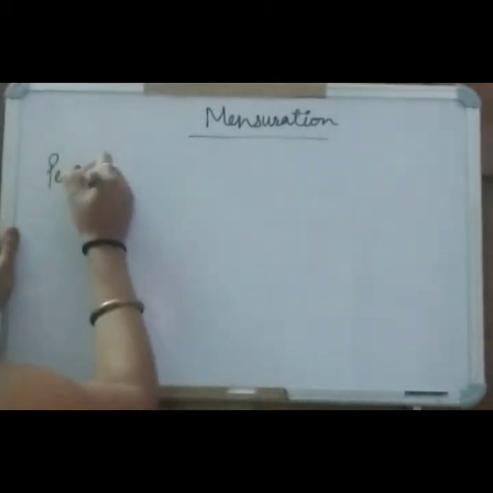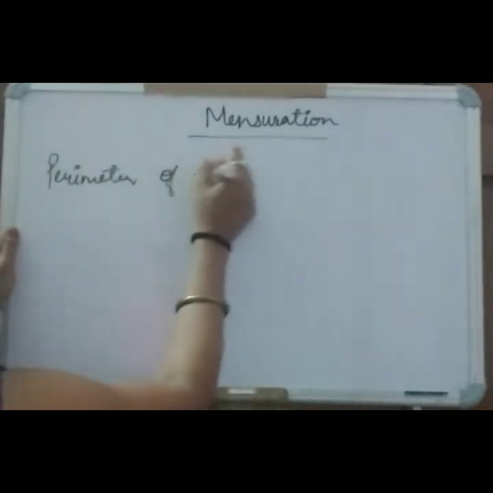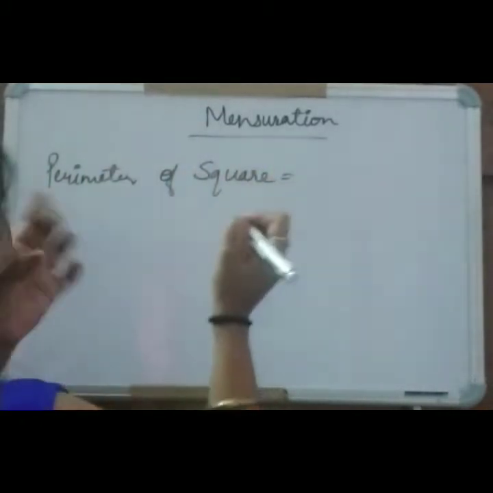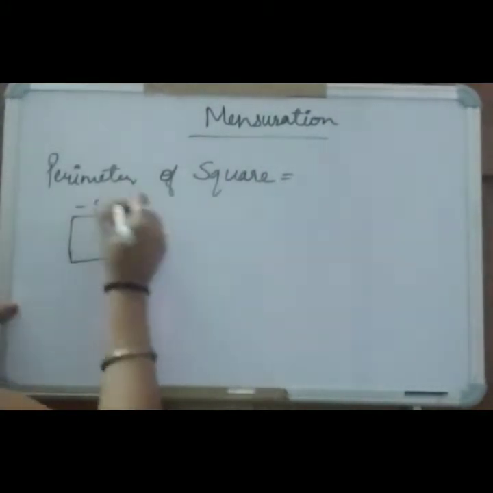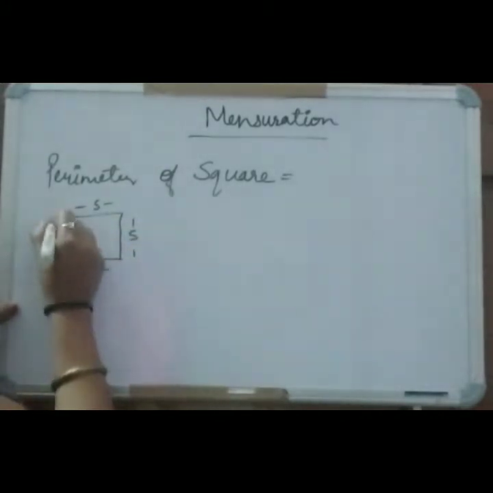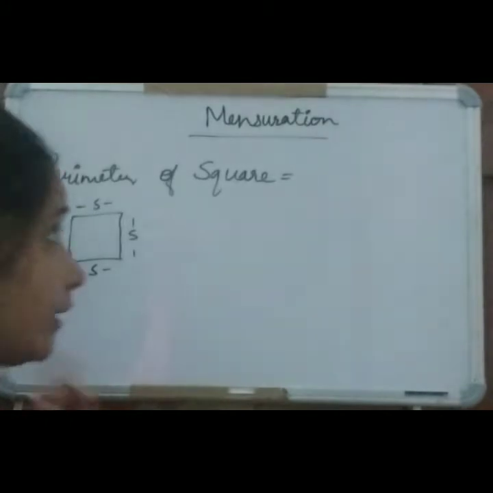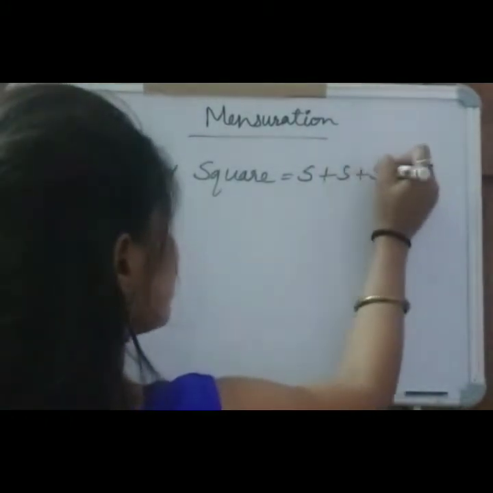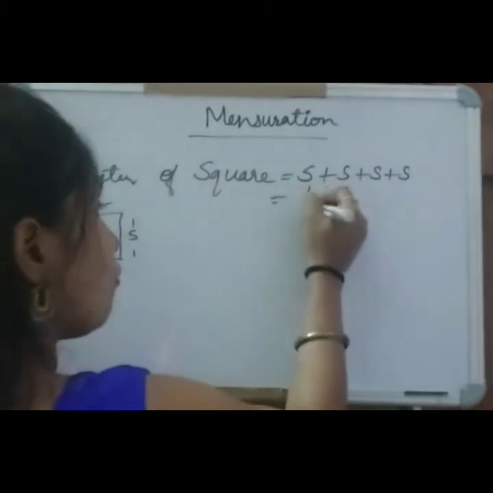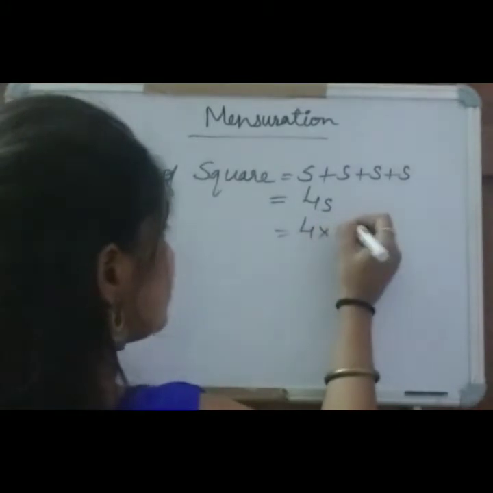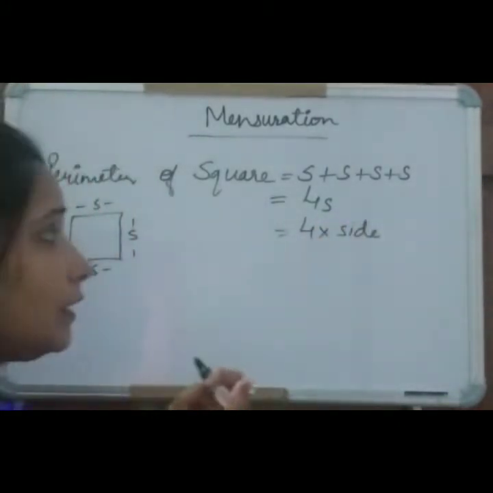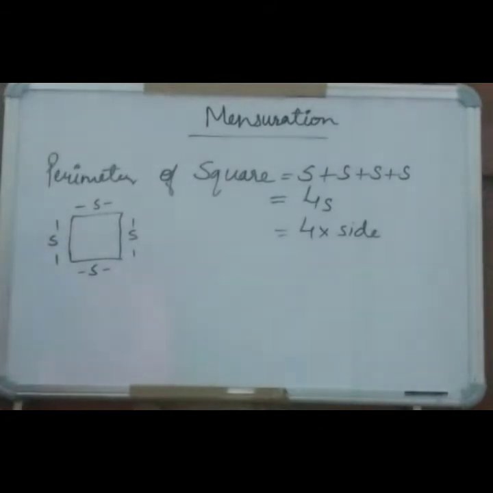Now, perimeter of square. Now see, this is a figure of a square. In a square, all sides are equal. So I am keeping it as S, S, S and S. All are S. Now I have to add them: S plus S plus S plus S. 4 times S, means 4 into S. And the formula for perimeter of square is 4 into side. Getting it? So like this we will find out perimeter of square. Now you come to know how this formula for perimeter came.